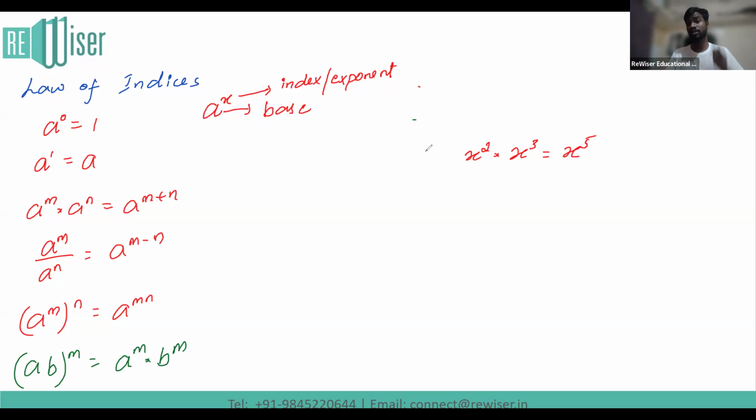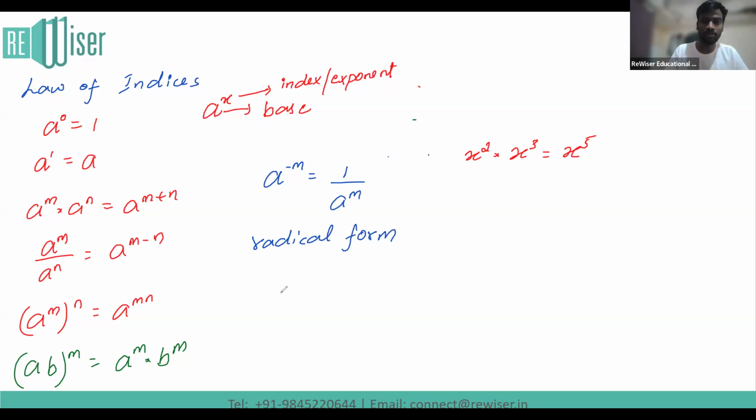And a couple more important rules: whenever you have a negative power, suppose you have a power negative m, this can be written as 1 over a power m. And next, we have something known as radical form.